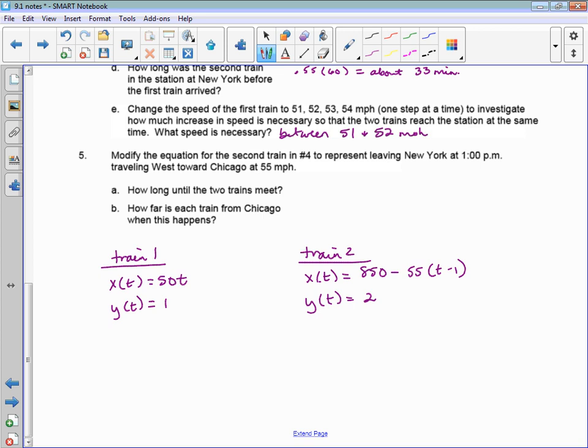Okay? So now that you have your equations, try to figure out part A. And once you know A, B isn't too hard. Graphically, you'll get in between certain hours. Algebraically, you'll get slightly more exact.